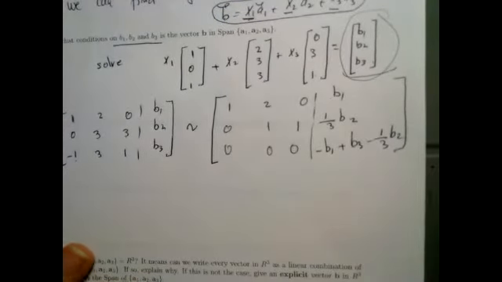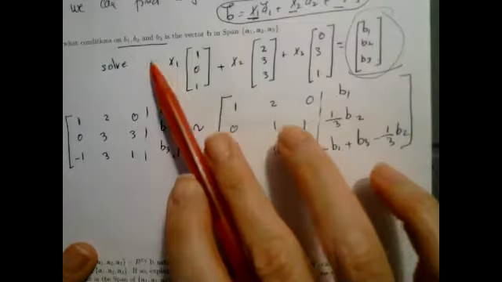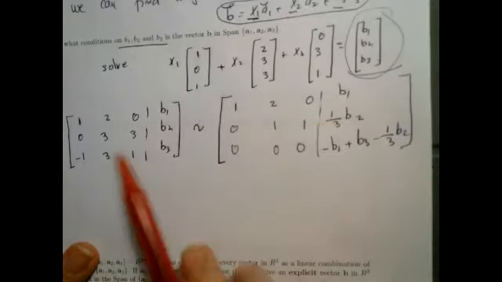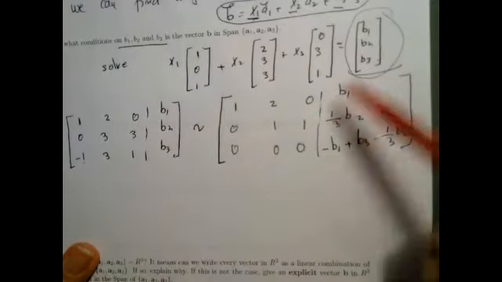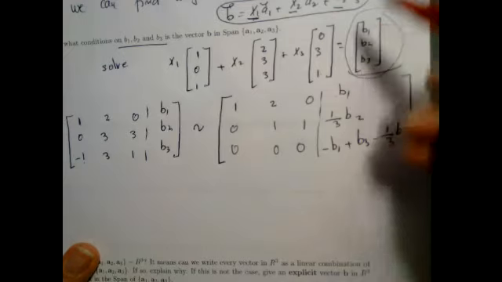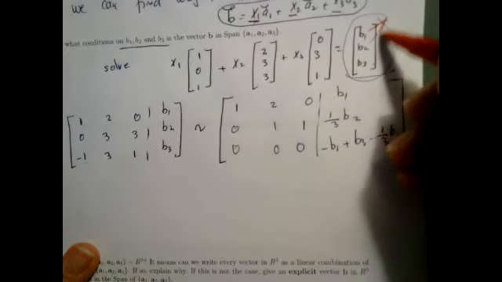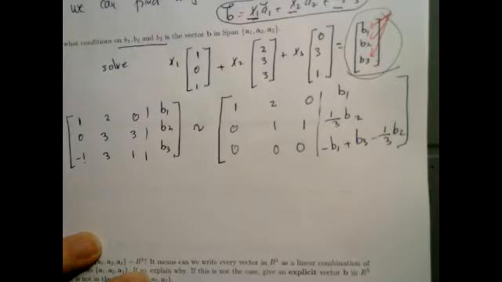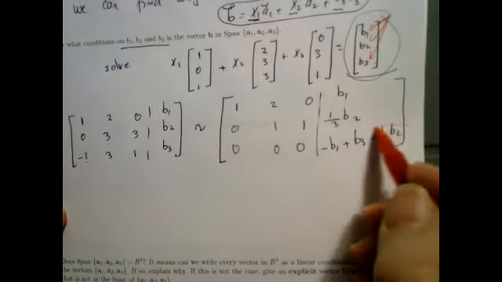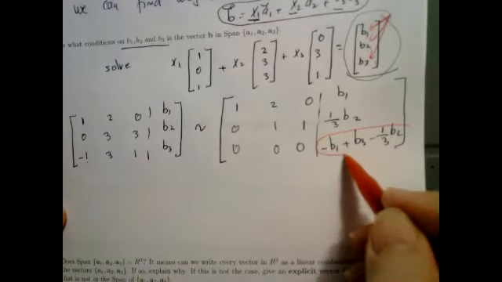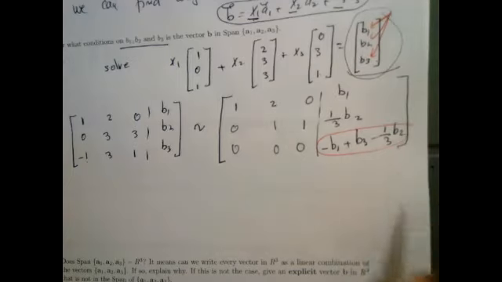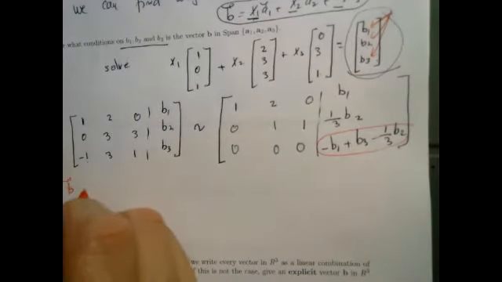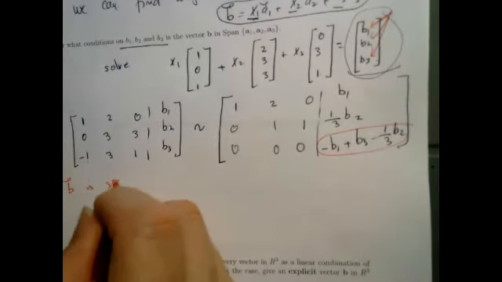So now my question is, under what conditions is the vector B in the span? So what's the relationship that should exist between the entries of the vector B to guarantee it is in the span? So the vector B will be in the span as long as this is what? B in the span means the system is consistent.